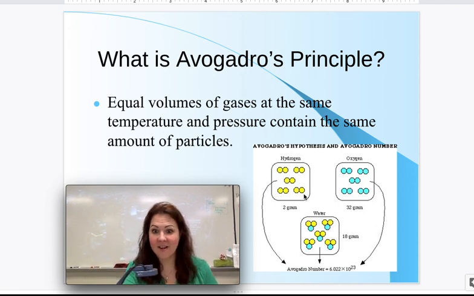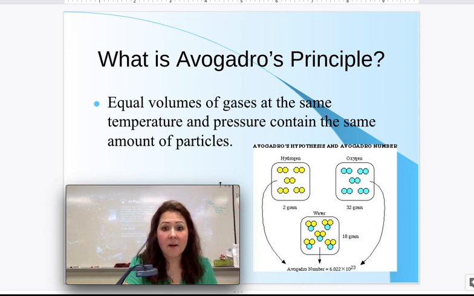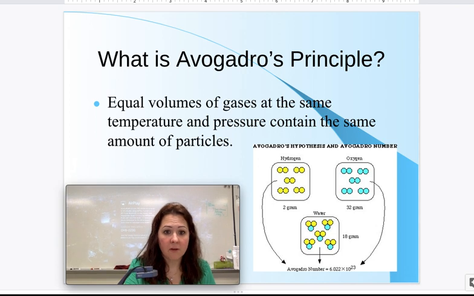In this case, it is showing you 3 different gases. They're not reacting together. They're just 3 different samples of gases. In each of the different samples, each one of them is 1 mole of that gas. They have different masses, but they contain the same amount of particles, and they're going to take up the same amount of space.